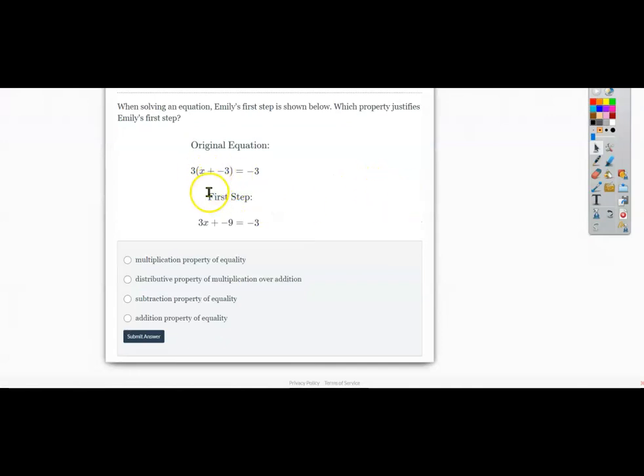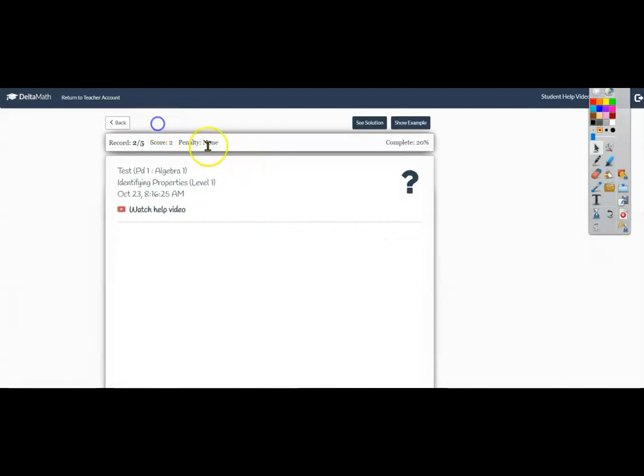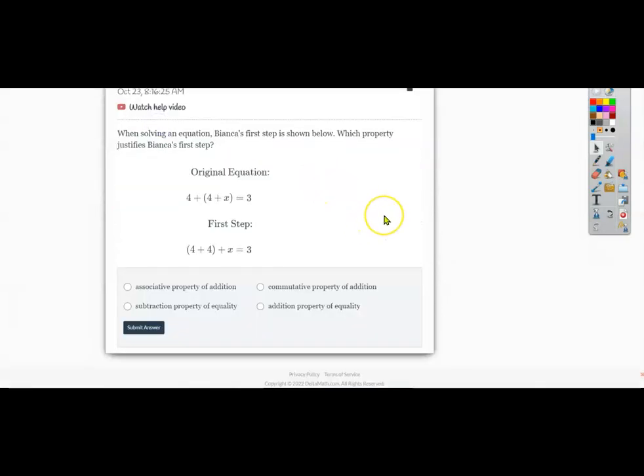This time the parentheses are different, right? You have parentheses in the first equation, you do not in the second equation, and that is due to the fact that Emily distributed, right? 3 times x is 3x, 3 times minus 3 is minus 9. So that is the distributive property of multiplication over addition. All right, let's take a look at this one.